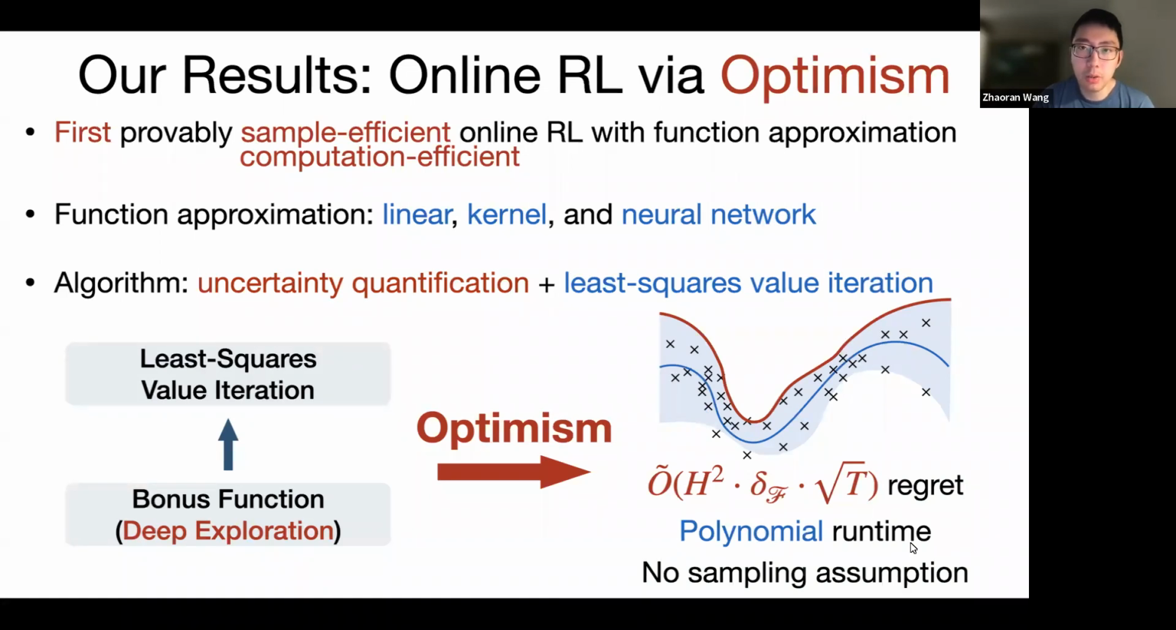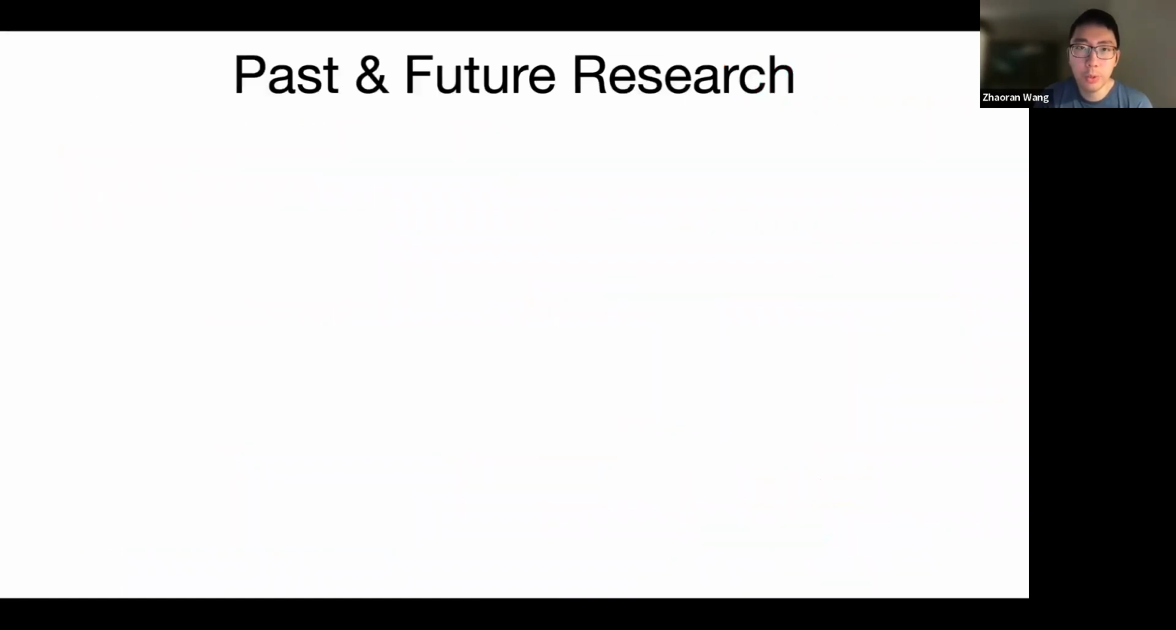In particular, when we do this kind of exploration using a bonus, we can show that you don't need any sampling assumptions. You don't need any assumption on the data itself, because you're collecting the dataset from scratch. Just by using this kind of optimistic exploration, you can collect data points that are helpful for learning the optimal value function. All right, so that's the overview.